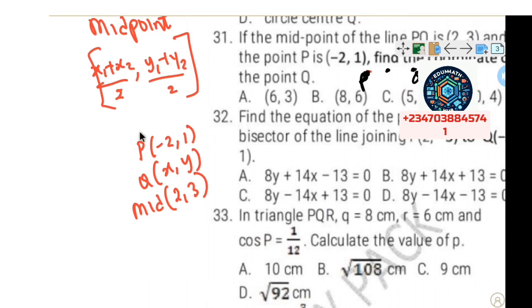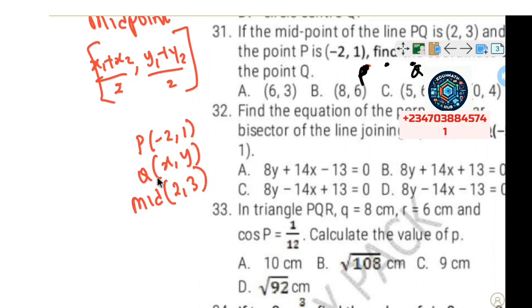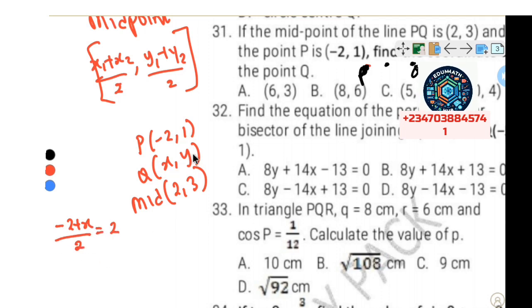This is the middle. So this is what you're going to do. Use the midpoint formula. So you add the x and the y coordinate and divide by 2. So let's add. So this is the x coordinates 1, 2. You add these 2 and divide it by 2. The answer that you get will be this one. So you have minus 2 plus x divided by 2. The answer that you're going to get is 2. Then you add the y coordinates, 1 plus y divided by 2. The answer you're going to get is 3.